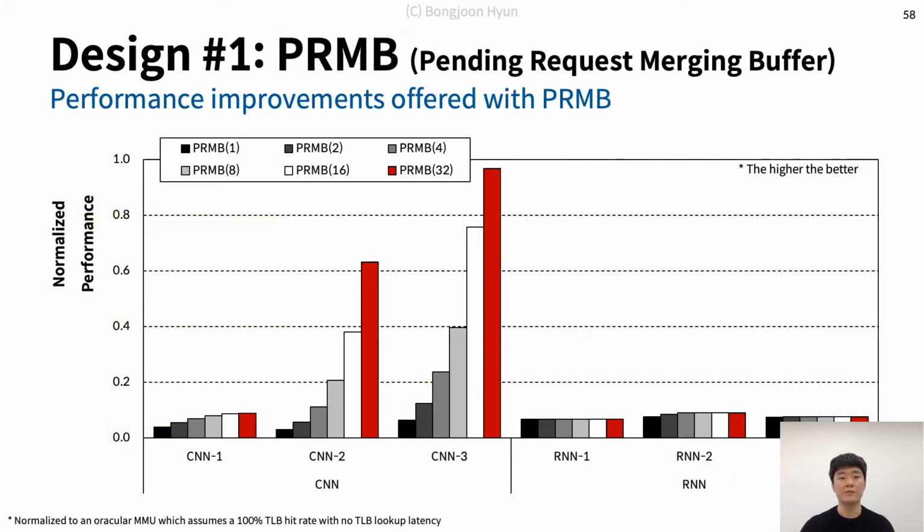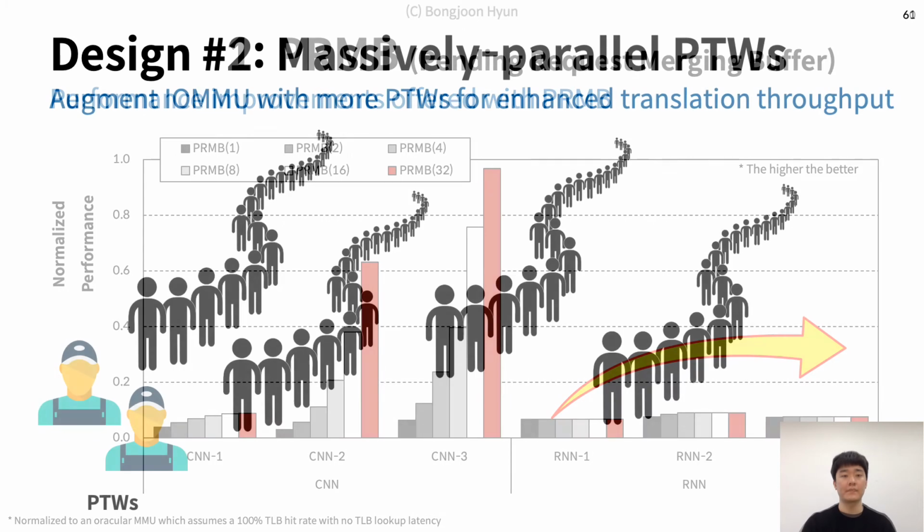Here are the performance improvements offered by adding the PRMB microarchitecture. For the 3 CNNs, PRMB helps remove a significant fraction of redundant page table walks, enhancing overall performance. However, the performance improvement for RNNs is not as high as for CNNs, since RNNs have fewer redundant page table walks that can be removed by PRMB.